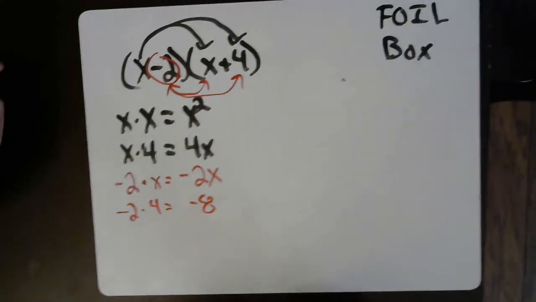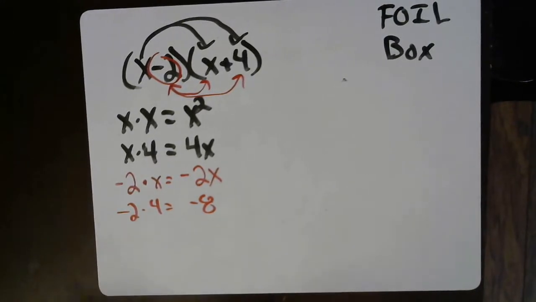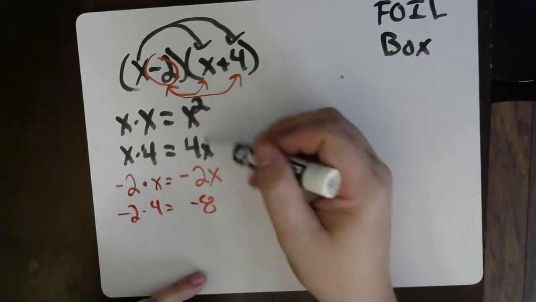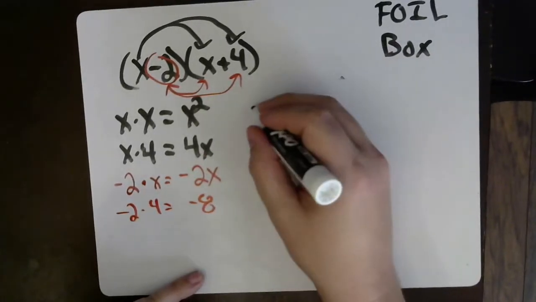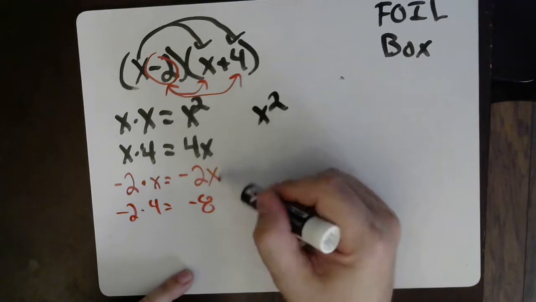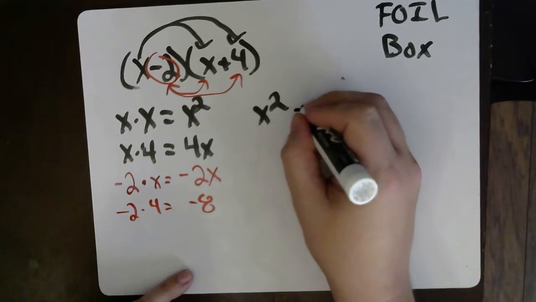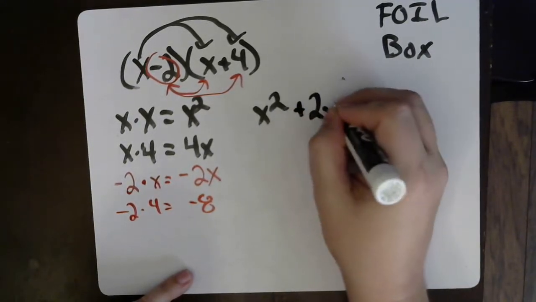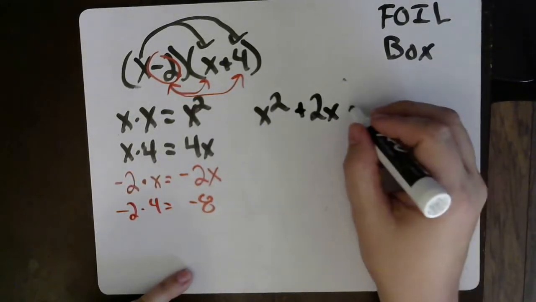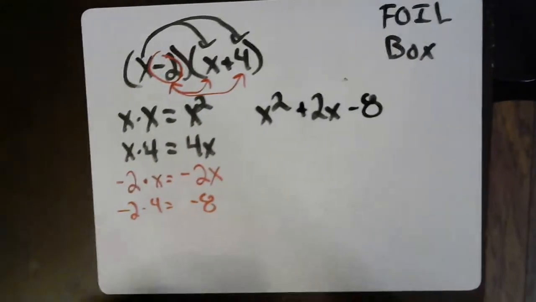Now we're going to put this in order and combine like terms. Our highest exponent is x squared, so x squared goes first. There's nothing else you need to combine with it. Now we have 4x and a minus 2x. So 4x minus 2x gives us a positive 2x. And then we're just left with a negative 8, and there's nothing to combine it with. So x squared plus 2x minus 8.